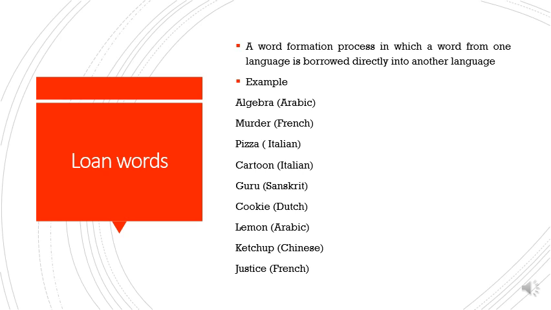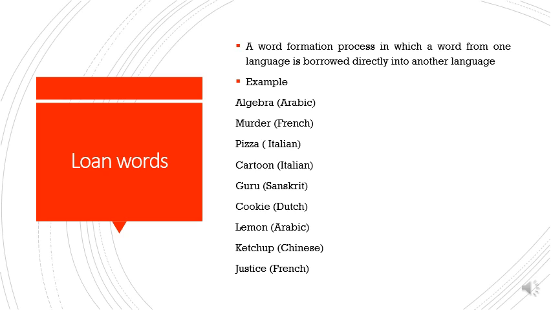Next is loan words. It is a word formation process in which a word from one language is borrowed directly into another language. So loan words means borrowing one word from one language without any change in it. Some spellings can be changed, but the pronunciation and everything will be similar. So the word will be borrowed from another language. That is called loan words. For example, algebra. Algebra is derived from Arabic, and murder, it is derived from French.